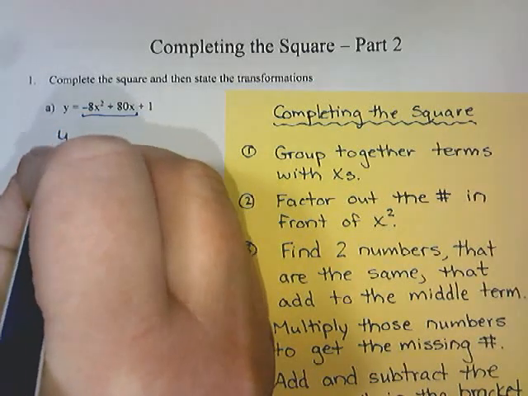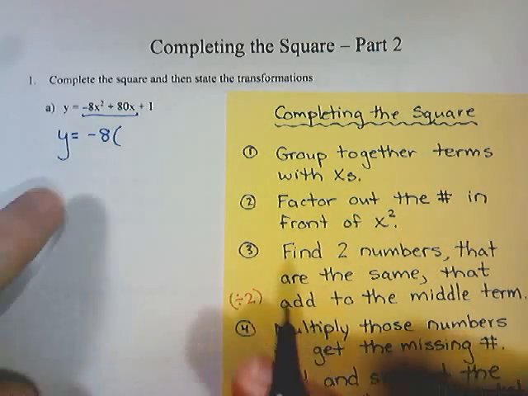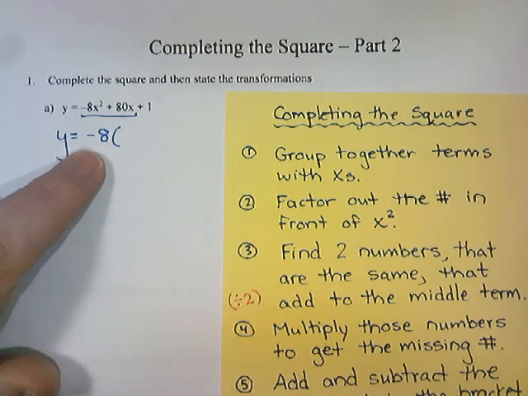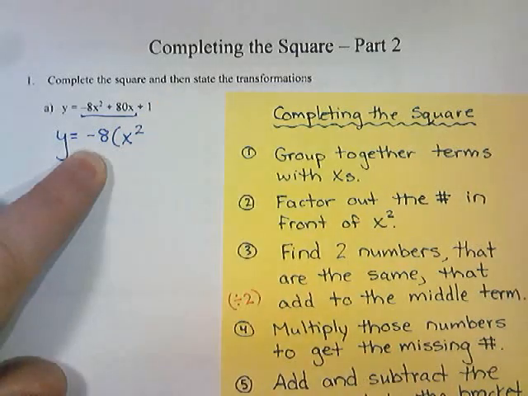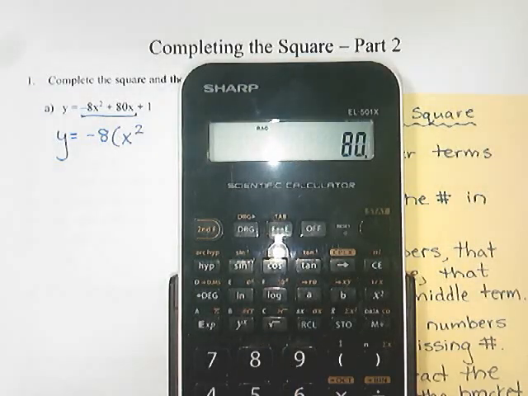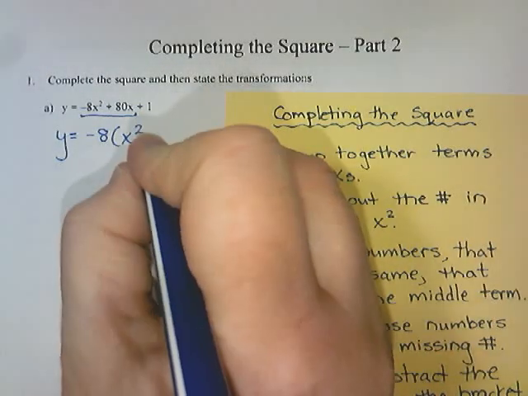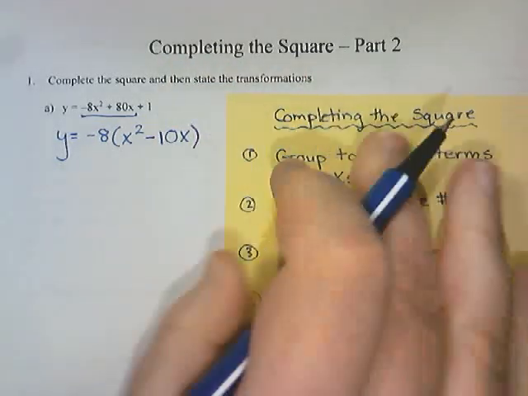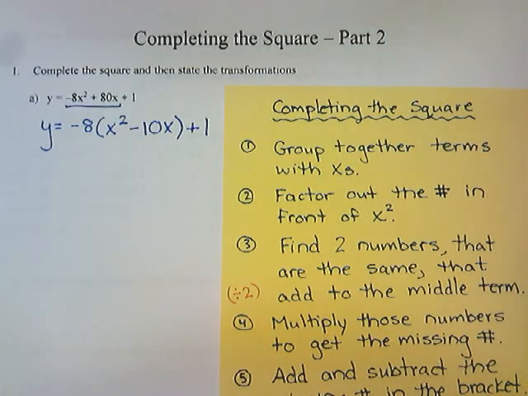So this is going to be y equals negative 8 times. So I need to divide both parts by negative 8. Negative 8 divided by negative 8 is 1x squared, or I am just going to write x squared. And then 80 divided by negative 8 is negative 10. And that still has an x with it because it was an 80x. And then there's a plus 1 at the end that is patiently going to wait for its turn.